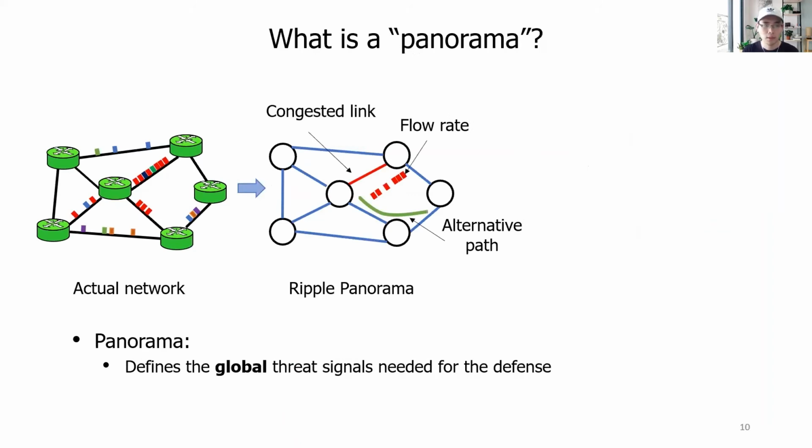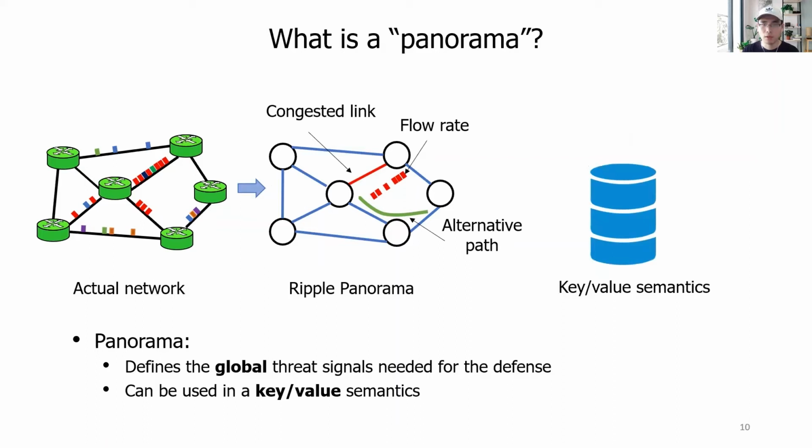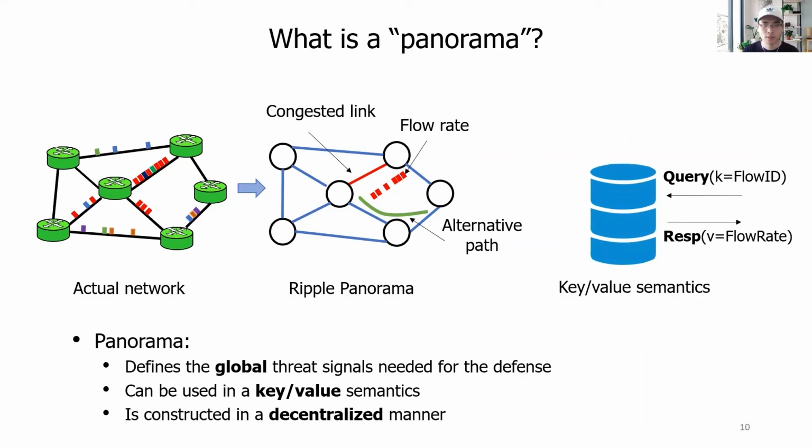So what's the panorama? Panorama defines the global threat signal needed for the defense. For example, the congested link in the network, the flow rate of some source IP addresses, and alternative paths toward some destination. In Repo, the panorama can be used in a key-value semantic. For example, given a flow ID, the panorama can tell you the flow rate of it. Repo constructs the panorama in a decentralized manner.